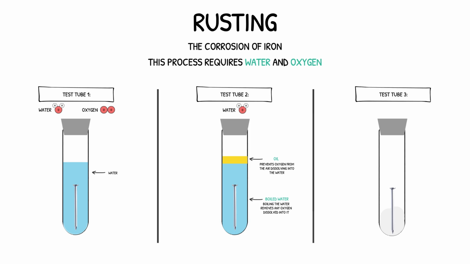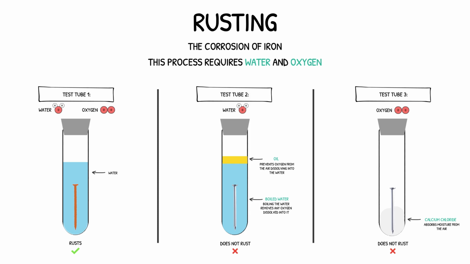In the final test tube, we have calcium chloride, which absorbs moisture from the air. This means that only oxygen is present in the final test tube. The results of this experiment would show that both oxygen and water are needed for rusting to occur. The only nail that rusts is the nail in test tube 1, as both water and oxygen are present. The nail in test tube 2 does not rust as oxygen is absent, and the nail in test tube 3 does not rust as there is no water present.